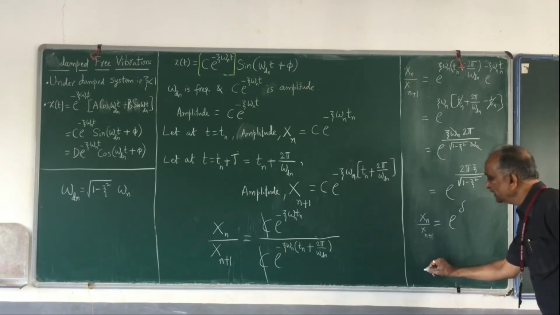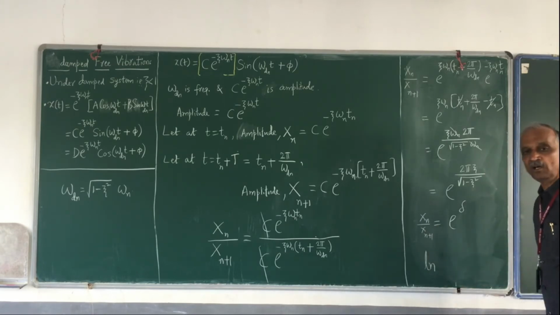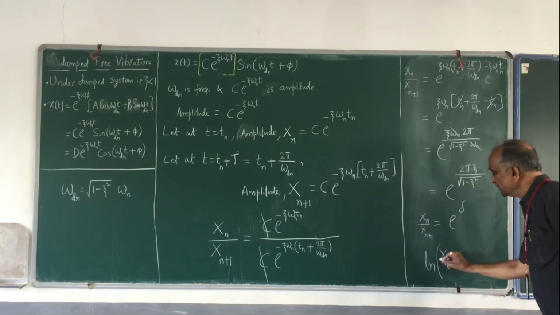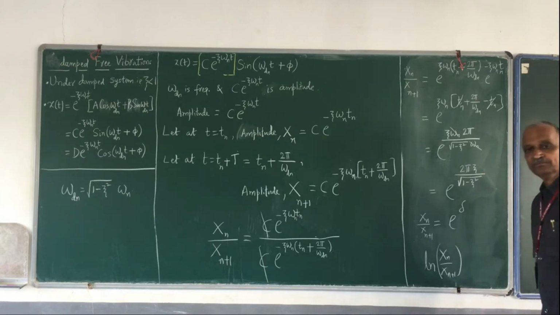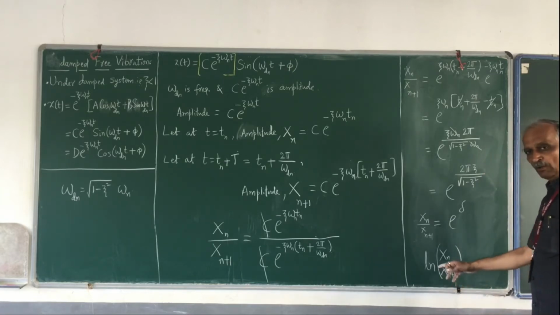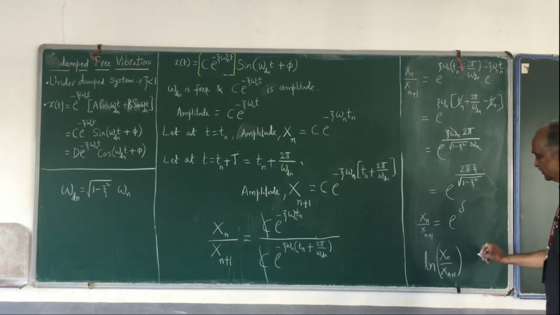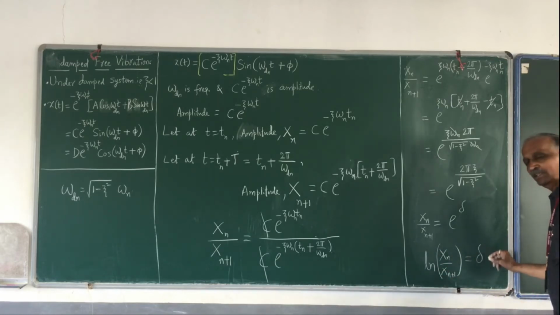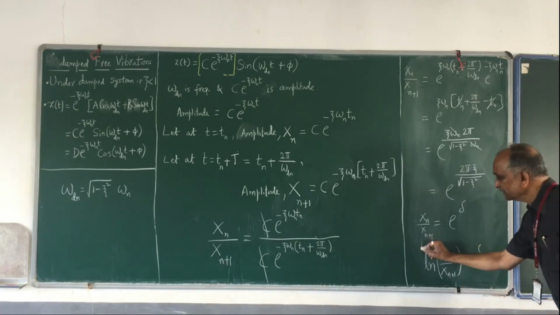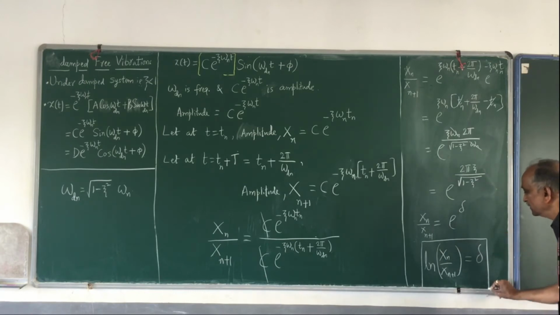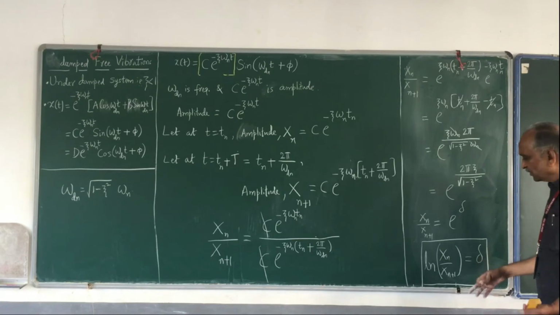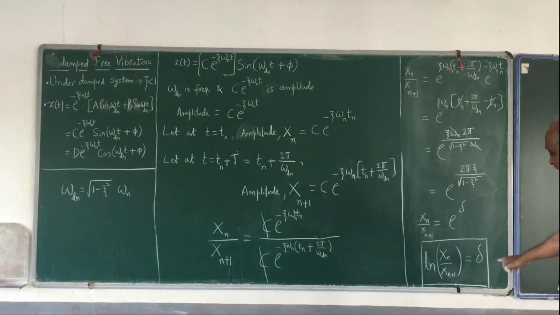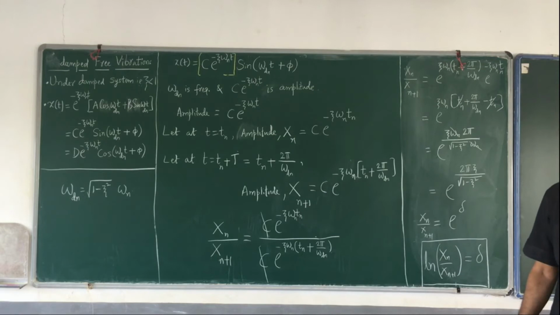I would like to take natural log of xn divided by xn plus 1. Okay, natural log. I hope you understand. Log to base e. So this is equal to delta into log e. Log e to base e is 1. Therefore, this is what is called as the expression, or what is called as logarithmic decrement. Delta is called as logarithmic decrement.